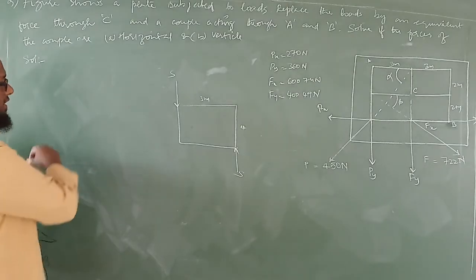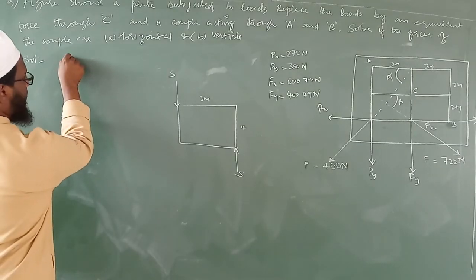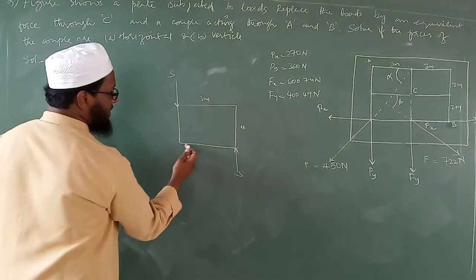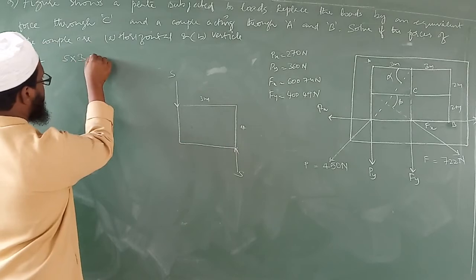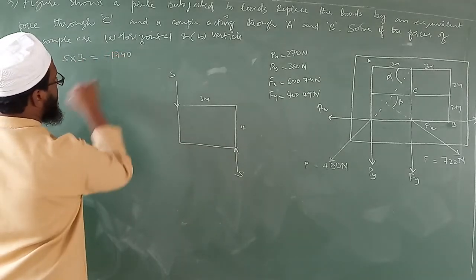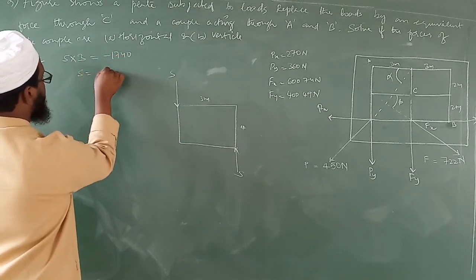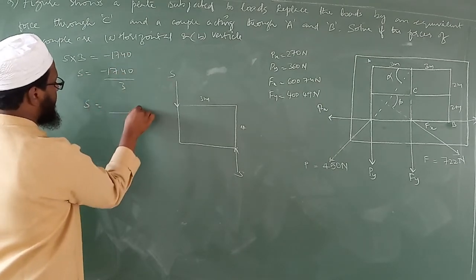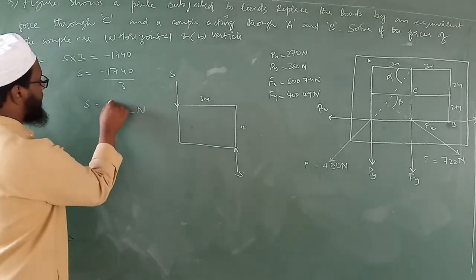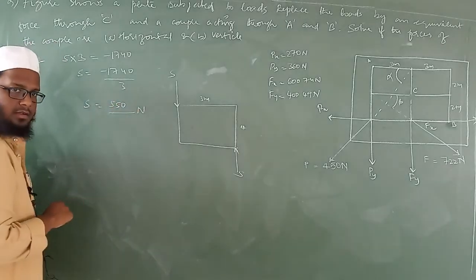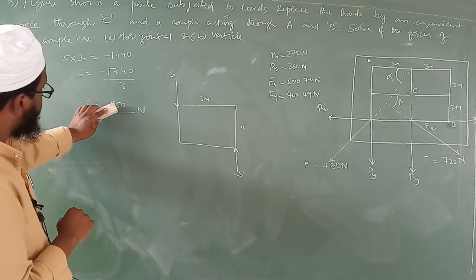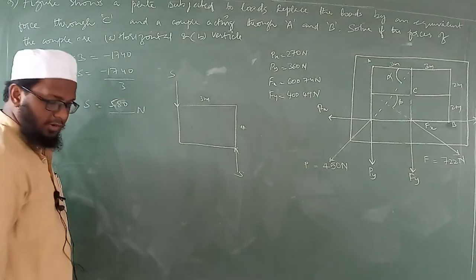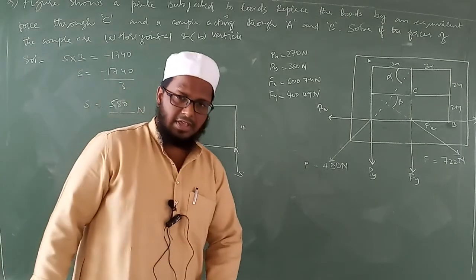Now we'll take here S. So again S into, what is this distance now? 3 is equal to minus 1740, right? So S is equal to minus 1740 divided by 3. You will get the value of this one. 580. 580 newtons. Okay. So this is how we calculate couple.